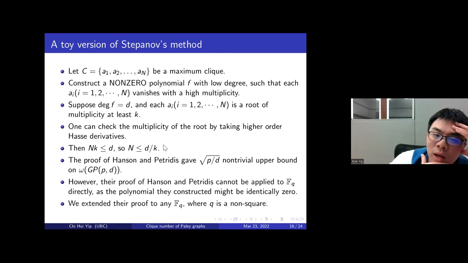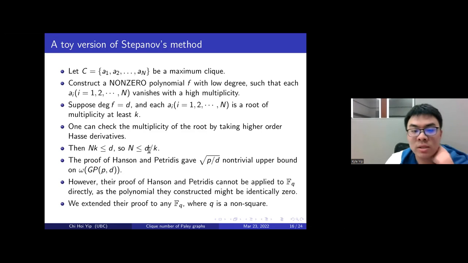So now we want to give a good upper bound on the clique number, which is n, which means that we want d over k to be as small as possible. That's why we consider a polynomial with low degree, so d is small. And we want the multiplicity of each root to be large, so k is large, so that d over k is minimized. So that's the basic idea.